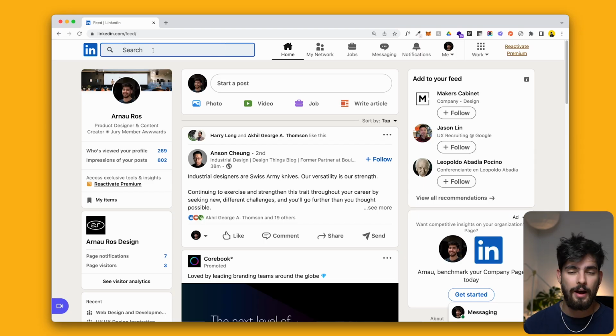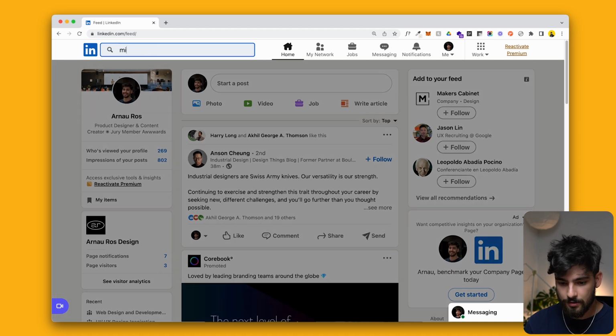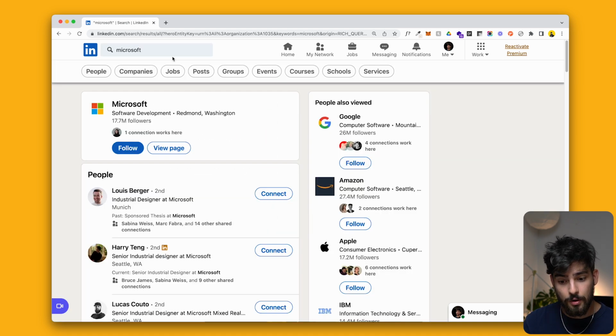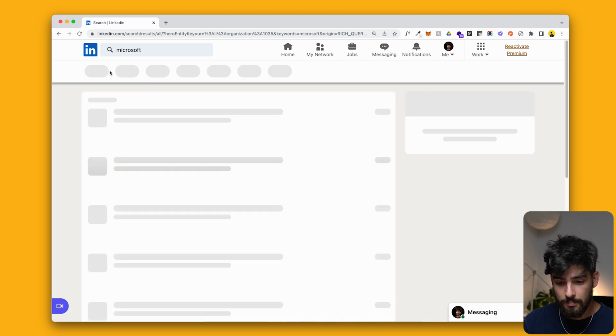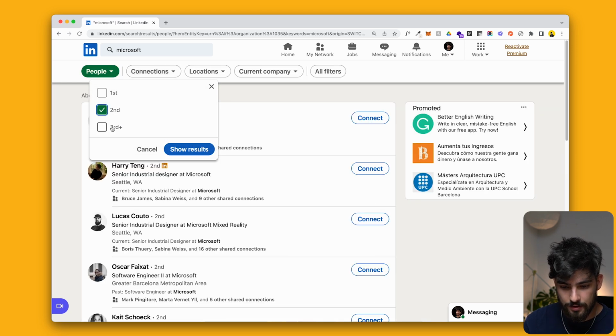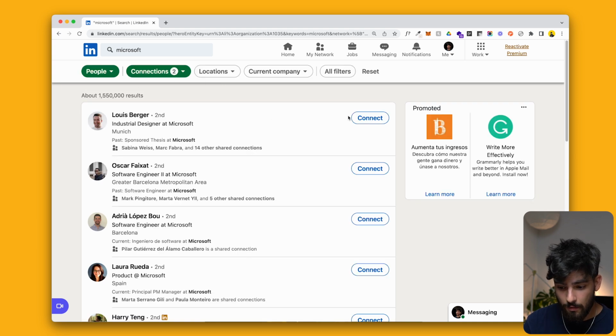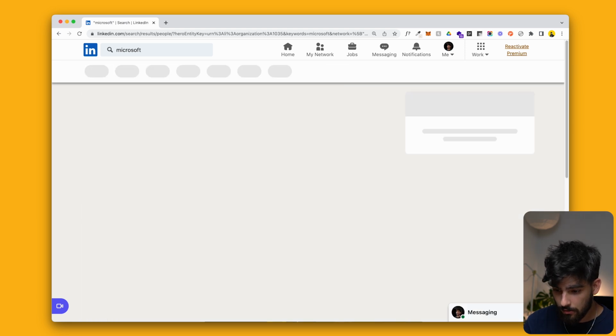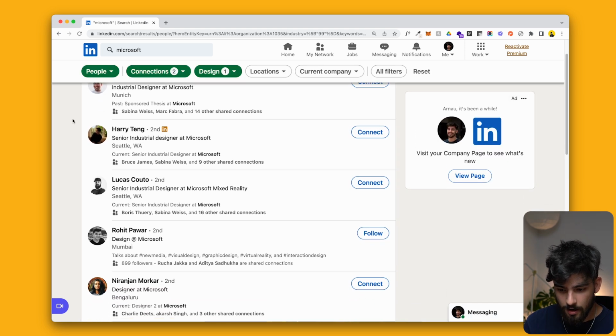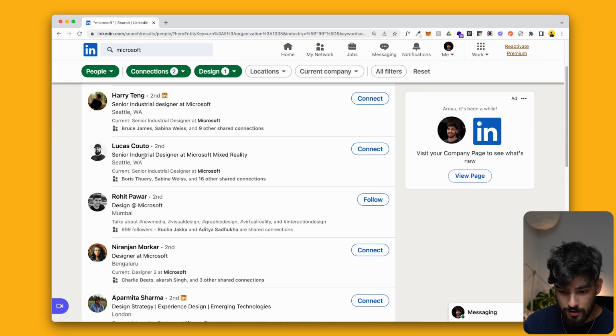So say for example, I want to work at something like Microsoft. So I'm going to type in Microsoft. And now that we're within Microsoft, I'm going to filter by people, by connections of the first, second, and third. Obviously not first, because I don't have any connections. But when we're here, we can actually then filter. We can filter by industry, so we can only show designers. And then once we're here, we can start connecting and talking to all these people.